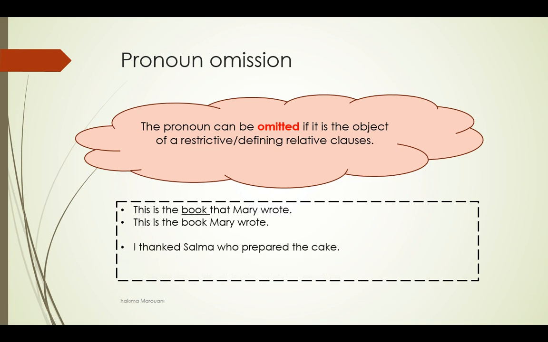But if the pronoun that you have is a subject pronoun, of course you cannot omit it. I thanked Selma who prepared the cake. So here Selma is what? She is the subject of the restrictive clause. So because it is the subject, I cannot omit it. I can't say I thanked Selma prepared the cake. Of course here, as you can see, it is not acceptable. We cannot say this. Okay, so let's see some practice here.